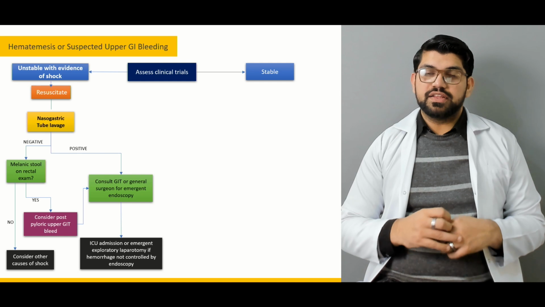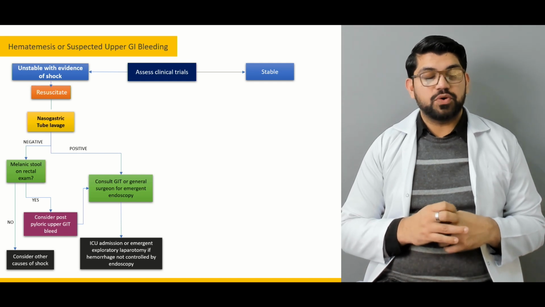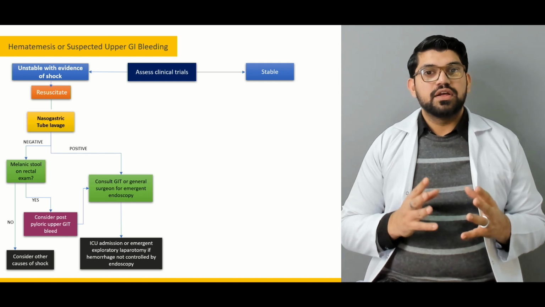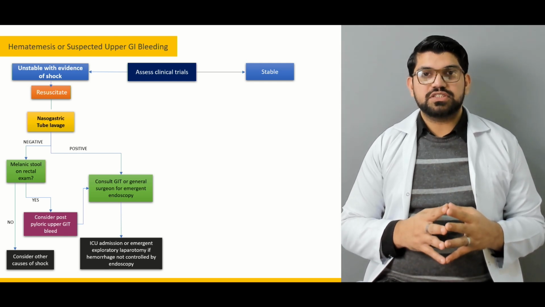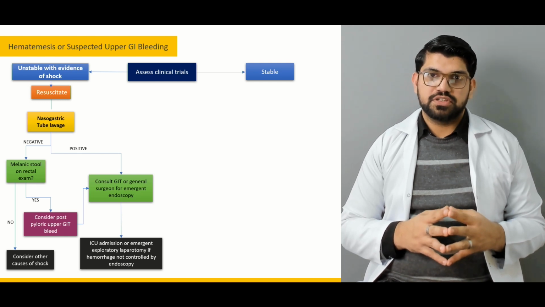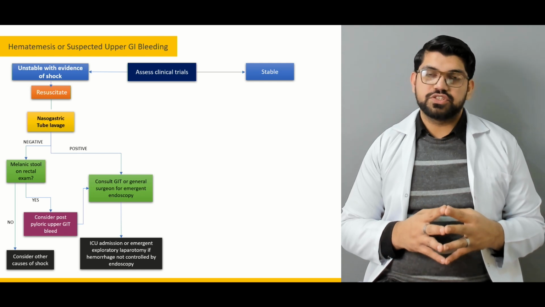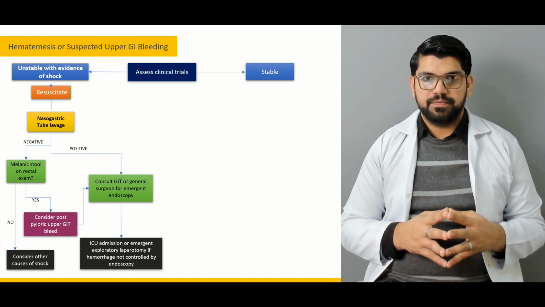So if there is active bleed, or blood in aspiration on the nasogastric tube, consult a gastroenterologist or general surgeon, and this patient needs ICU admission and might go into exploratory laparotomy if there are no signs of bleeding on endoscopy.